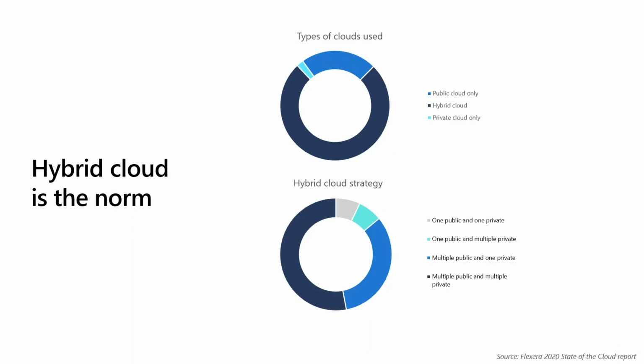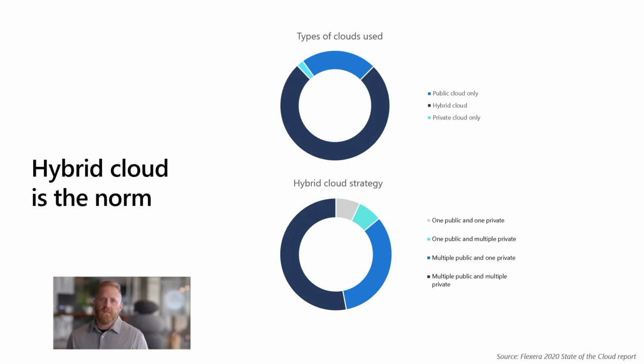Let's dive in. Really, hybrid cloud is the new norm these days. One of the reports that I keep an eye on is the Flexera State of the Cloud report. And in that report, it tells us, year over year, that about 75% of organizations are adopting a hybrid cloud strategy. And within those 75%, we can see that about 93% of companies are using either multiple public clouds or multiple private clouds or both.